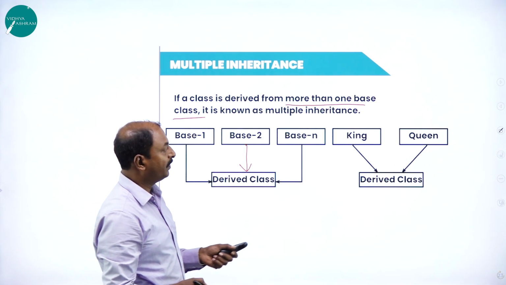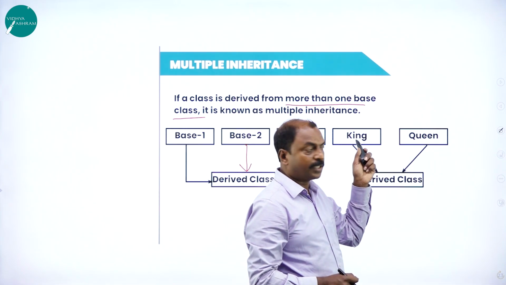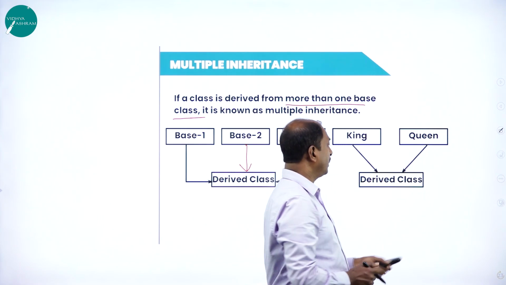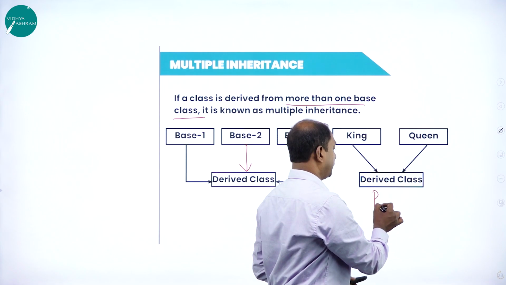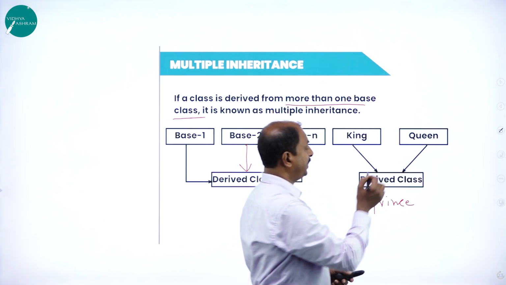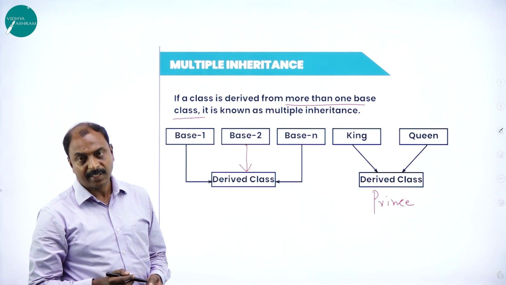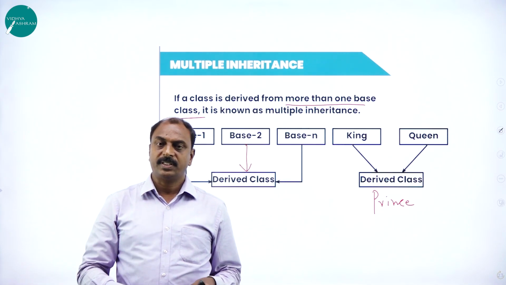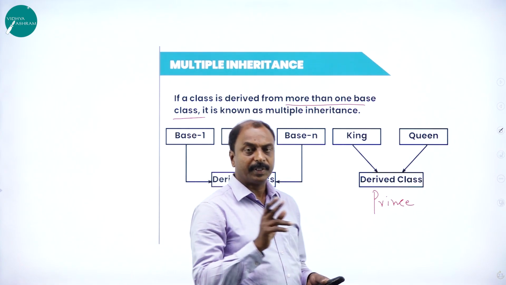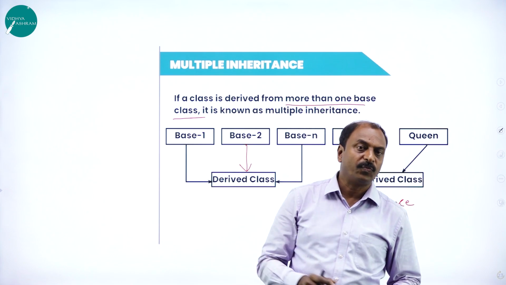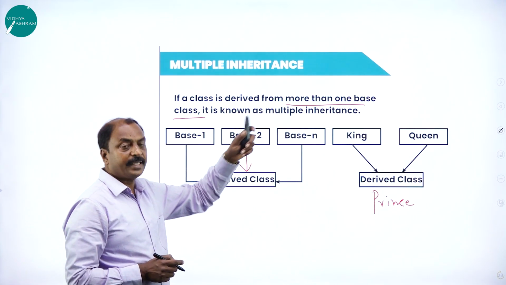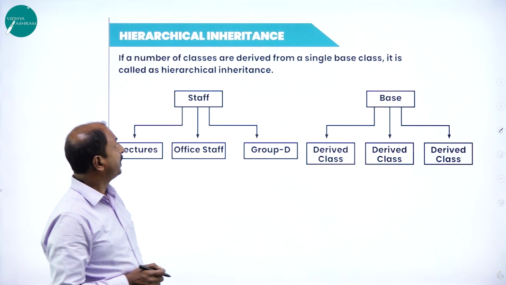So generally, we can say that if a class called king and queen, there are two different classes, and one more derived class, we can say prince. For example, prince is one more class, a derived class. So here, the son or a daughter acquires the property from father and a mother. So those two are examples for two different base classes. So this is multiple inheritance. Now let us move on to next slide.